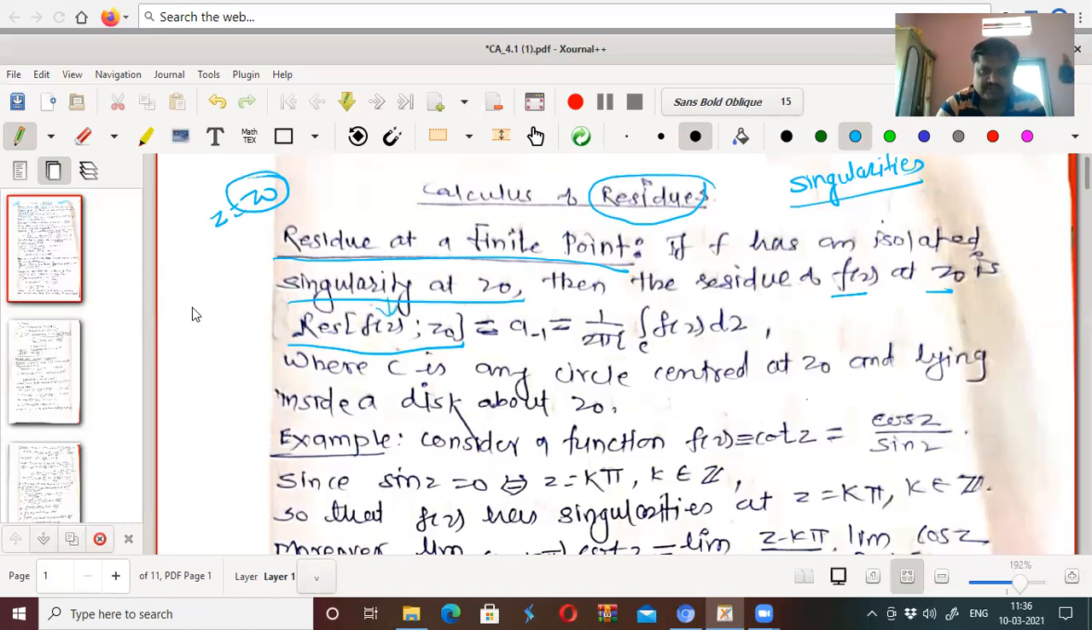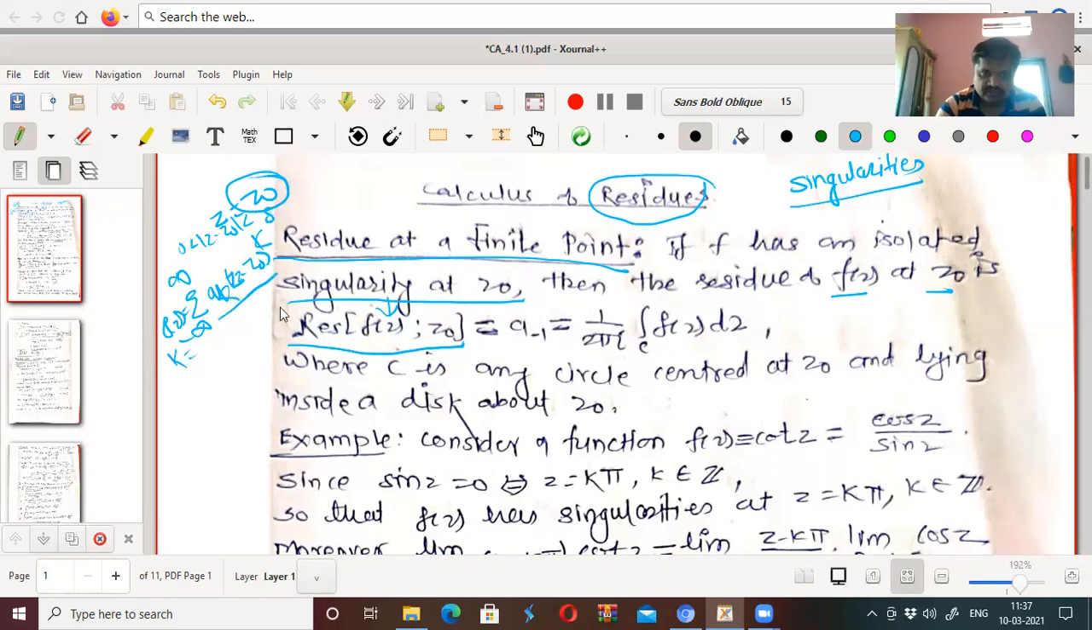We know that f of z is the summation from minus infinity to plus infinity of ak into (z minus z0) to the power k. This has a Laurent series expansion in 0 less than mod z minus z0 less than delta. So for every f of z, if z0 is a singularity, then it can be expanded in this way: summation from minus infinity to infinity of ak (z minus z0) to the power k, k from minus infinity to infinity.